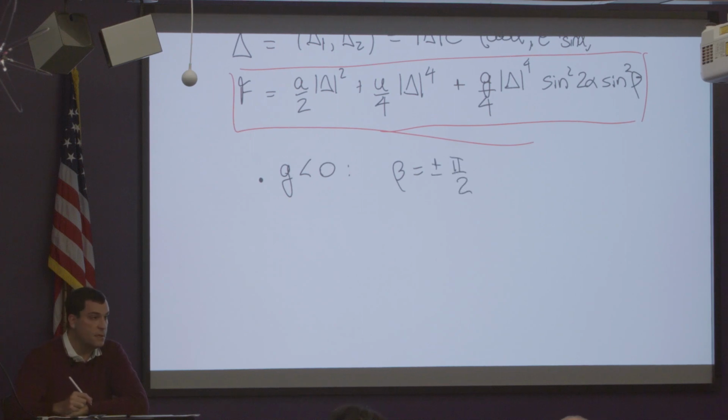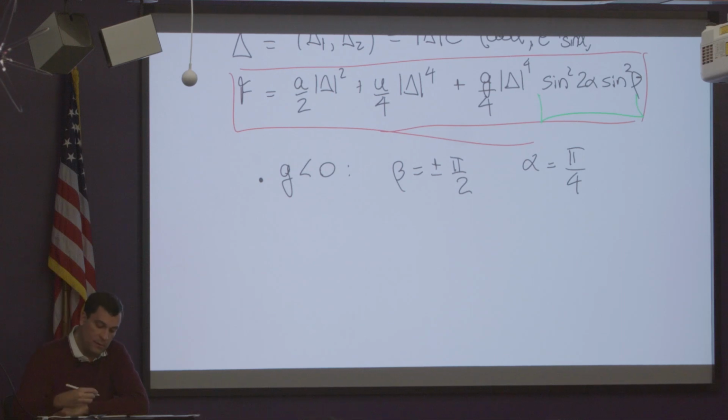Right? So this is the solution. What about alpha? Again, if I want to maximize this term because G is negative, right, if you wish, I maximize it by doing beta equals plus or minus pi over 2, and alpha equals pi over 4. Okay? That is the highest value you can have. And that's the solution.